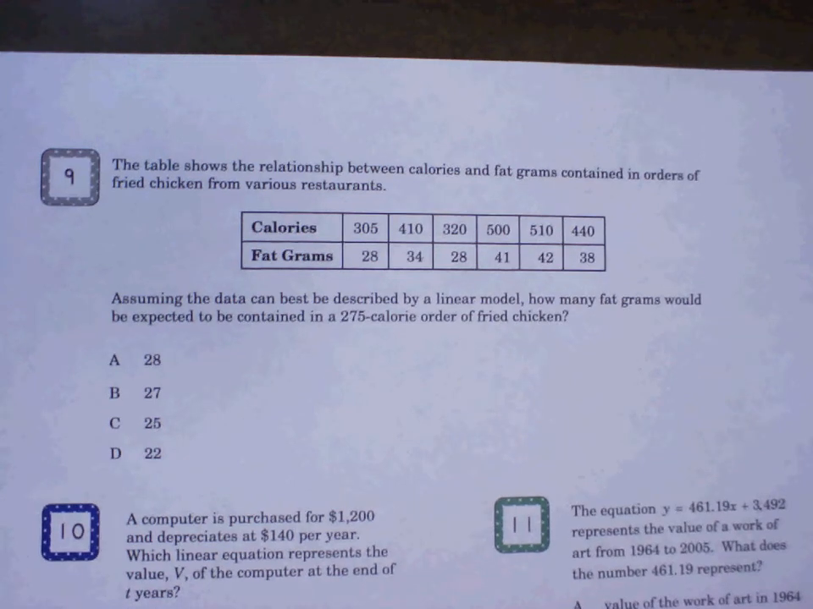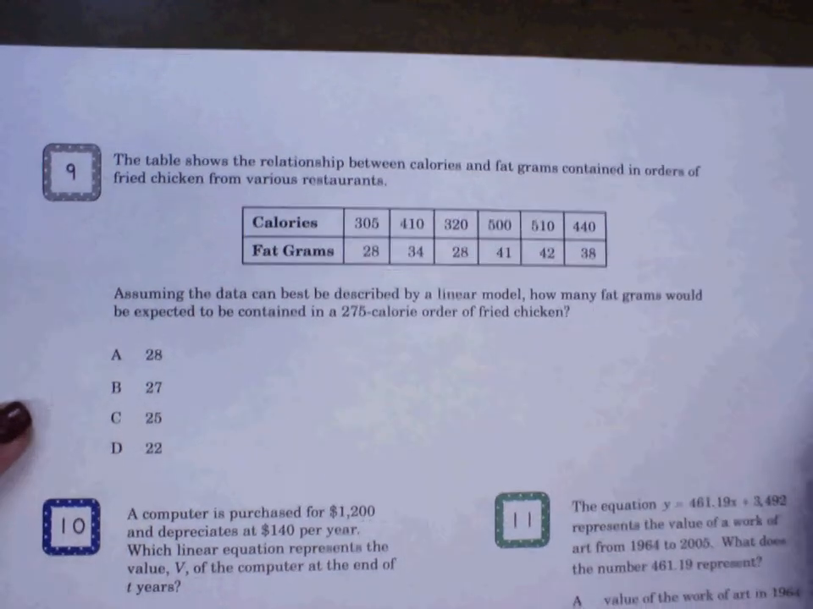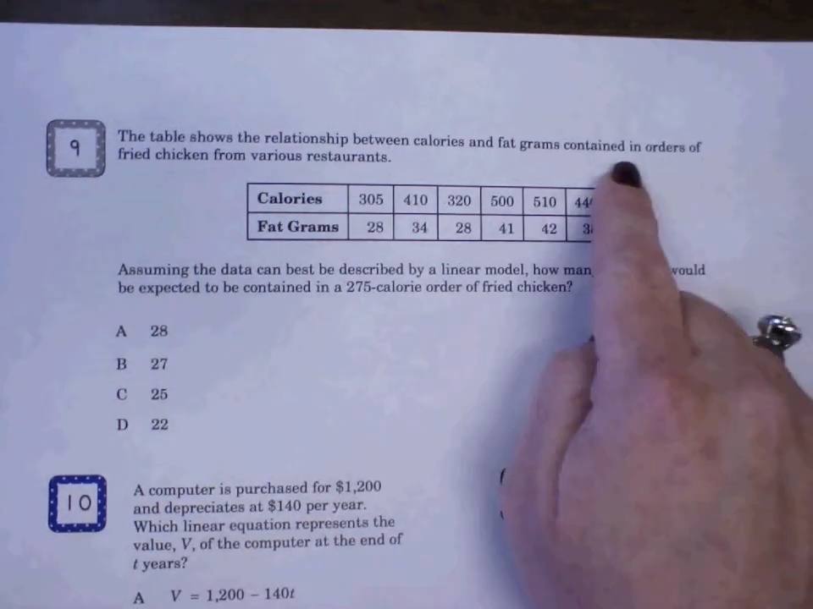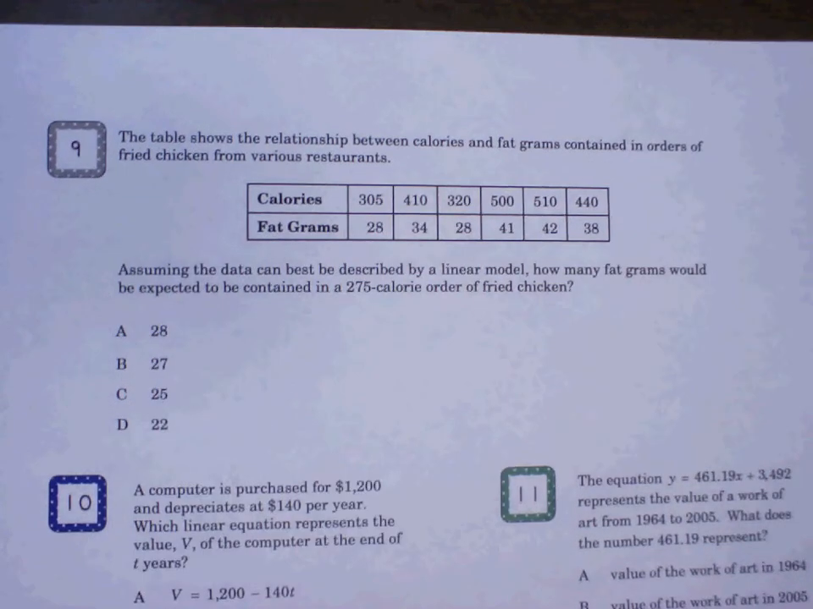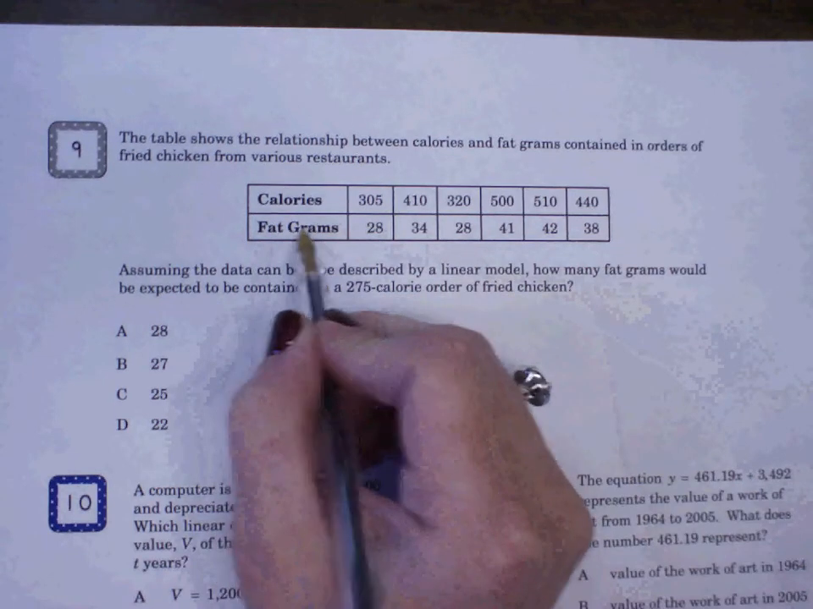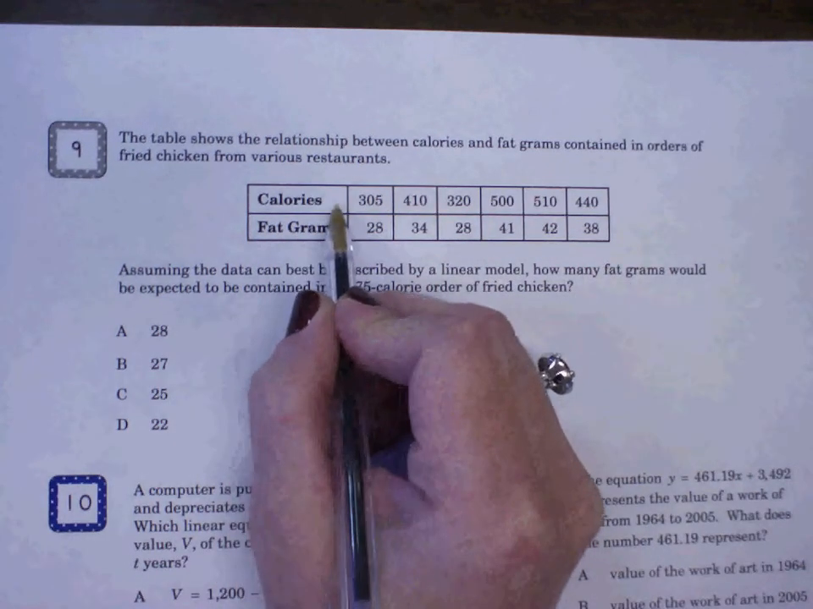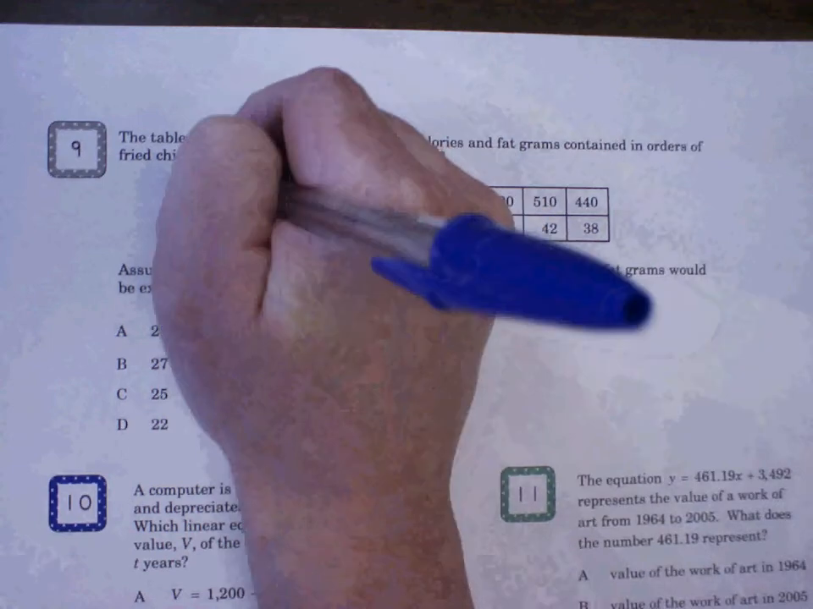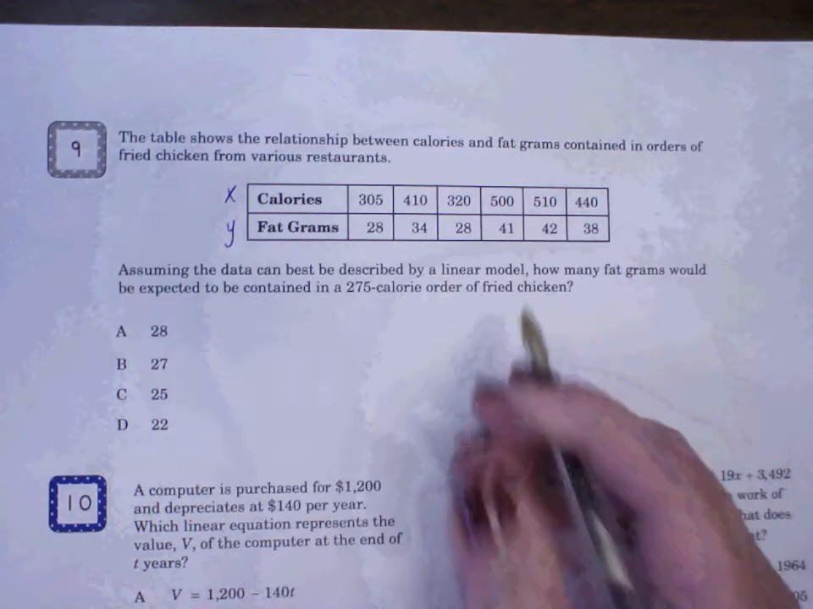Alright guys, so let's go ahead and do number 9. Number 9 says the table shows the relationship between calories and fat grams contained in orders of fried chicken from various restaurants. So the first thing that you need to understand is what depends on what. The fat grams depends on how many calories that fried chicken has. So this would be your X and that will be your Y.